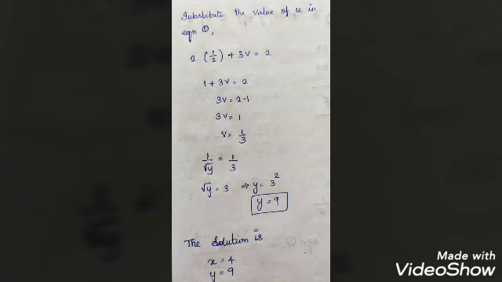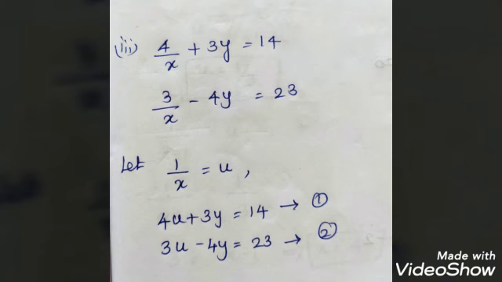Here we are taking 1 by root x as u and 1 by root y as v. That is the only difference. Then your third subdivision, 4 by x plus 3y equal to 14, 3 by x minus 4y equal to 23. Let me take that 1 by x is equal to u, right? Here no other fractions, so simply 1 by x is equal to u. So 4u plus 3y as it is equal to 14, 3u minus 4y equal to 23. This is equation number 2.